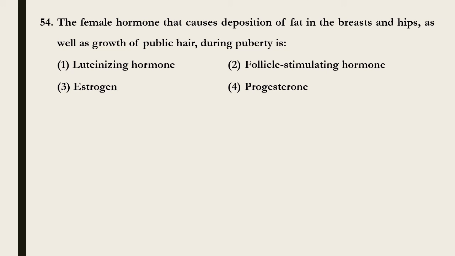Question number 54. The female hormone that causes deposition of fat in the breast and hips as well as growth of pubic hair during puberty is: 1. Luteinizing hormone, 2. Follicle stimulating hormone, 3. Estrogen, 4. Progesterone. Deposition of fat in breast, that means development of mammary gland, and hips as well as growth of pubic hair are all secondary sexual characters.